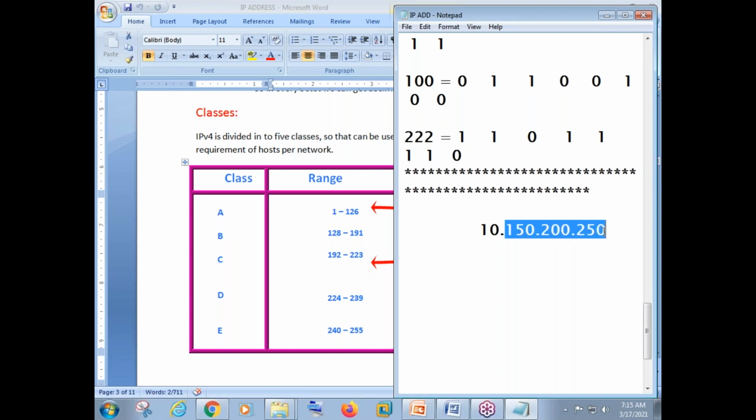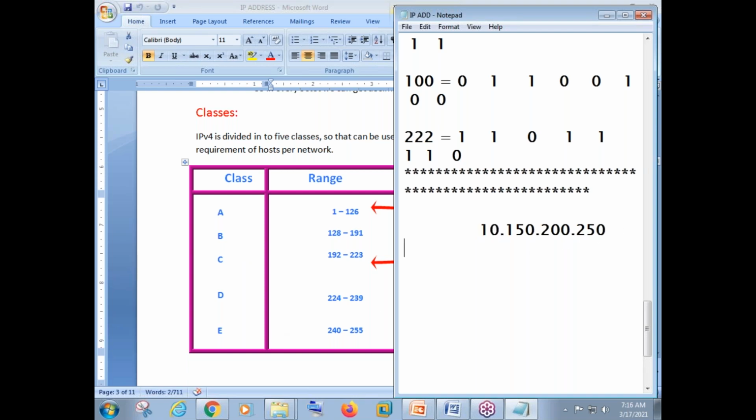Second, third and fourth octets can be any number from 0 till 255. Come again: the second, third and fourth octets can be any number from 0 to 255. The first number should come from the class.